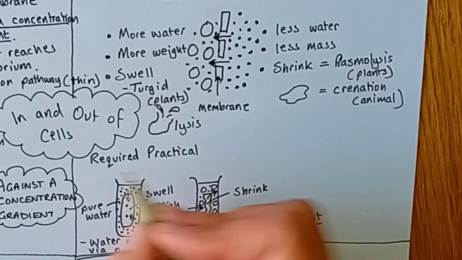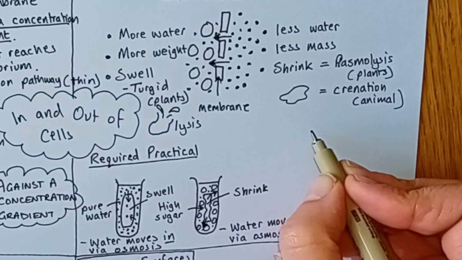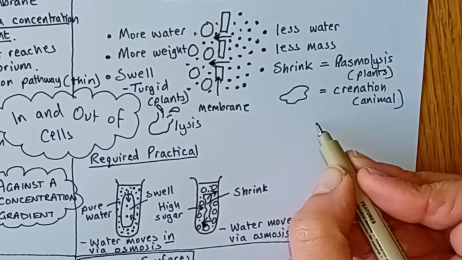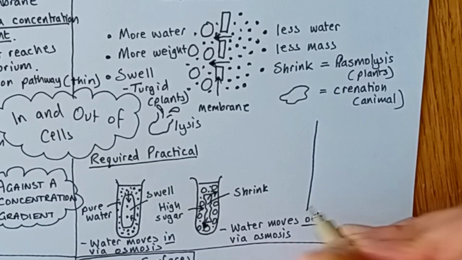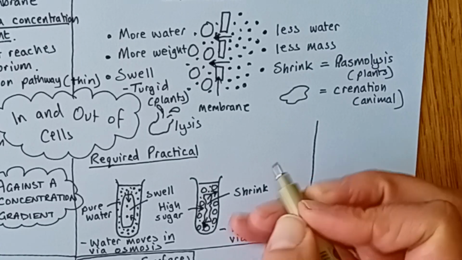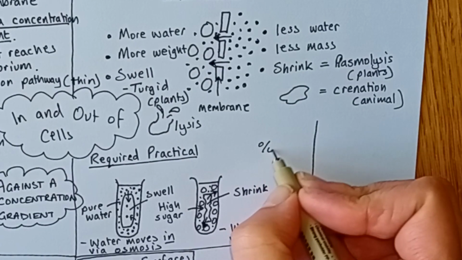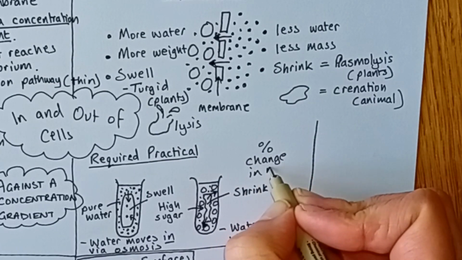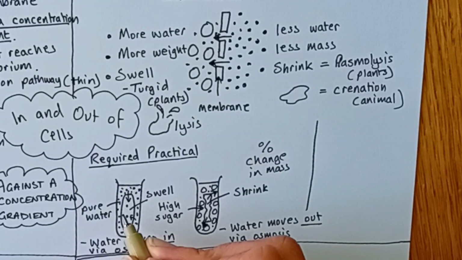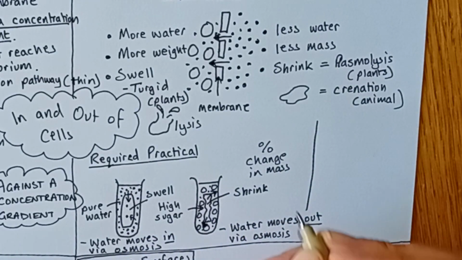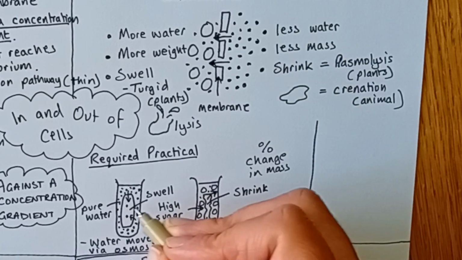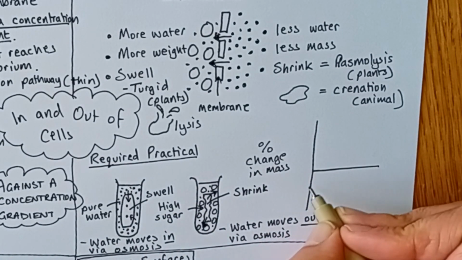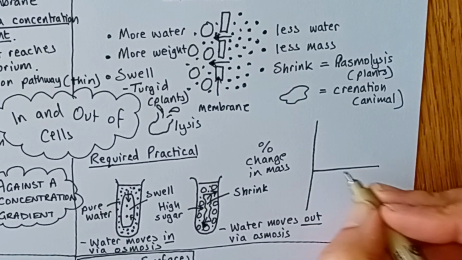Now, if we were going to plot the results of this, it is quite tricky because some of them get heavier and some of them get lighter. The change variable, the thing that we're measuring, which is percentage change in mass, in other words, how much heavier it got and how much lighter it got, will be positive for the heavier ones, but it will be negative here. So you have to draw it. So there's negative numbers there and positive numbers there.